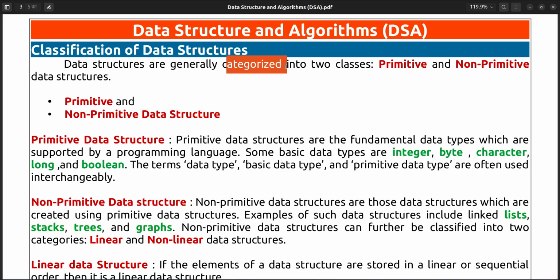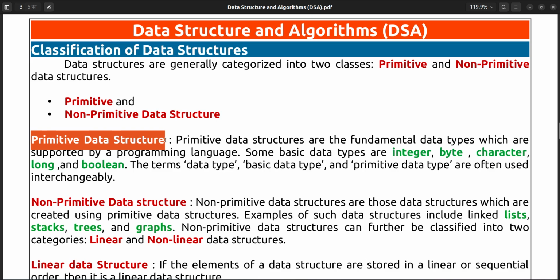Data structures are generally categorized into two classes. One is primitive data structure, and another one is non-primitive data structure. So, data structure can be classified into two categories: primitive data structure and non-primitive data structure. What is primitive data structure?